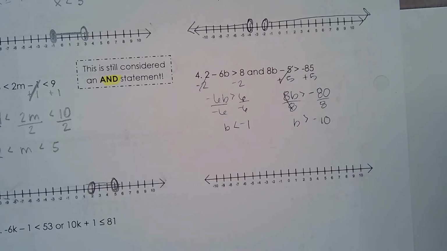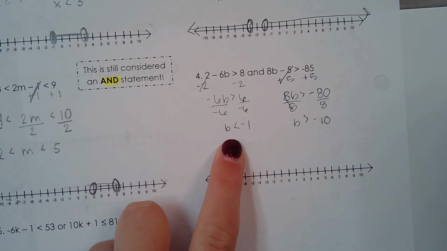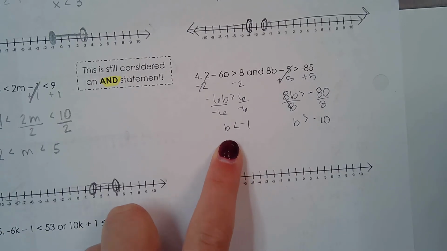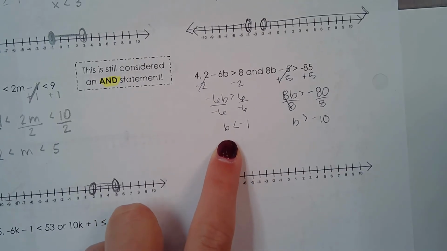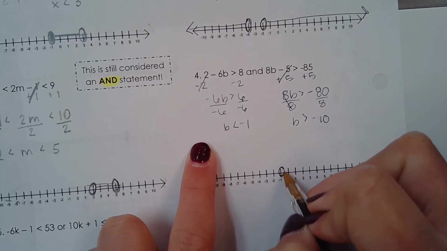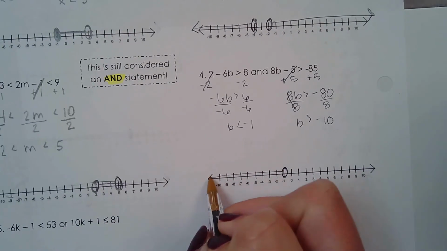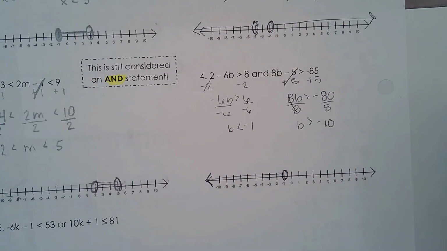Alright, so we need to graph these. Look at the first one. We got B is less than negative 1. So Savannah, are we going to have an open circle or a closed circle? Open circle at negative 1. Do we shade left or right? We'll shade to the left. Oh, I should have done this in pen.